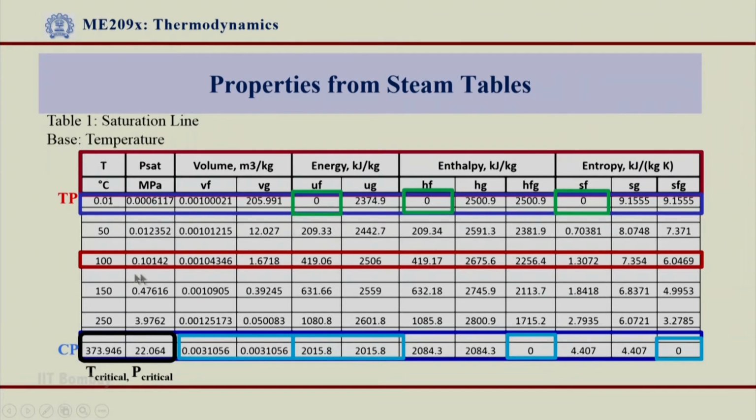And now just for an example, we got this 100 degree centigrade case where water boils at atmospheric pressure, which is 0.10142 MPa, and corresponding to that you can see the values of Vf, Vg, Uf, Ug, Hf, Hg, and this Hfg is nothing but the latent heat of vaporization from liquid to vapor region, which happens at 100 degree centigrade, alright, and this is the corresponding Sfg value at atmospheric pressure. So I just wanted to highlight in principle what are the different properties that are shown in table 1.